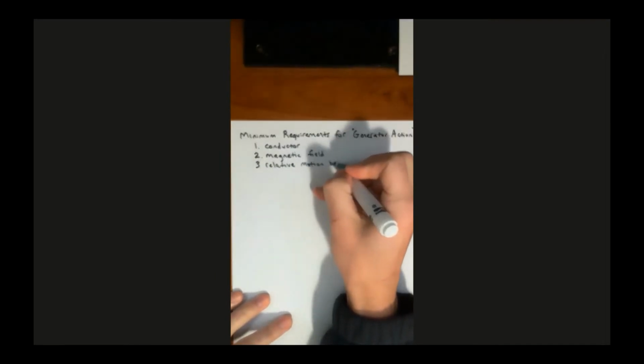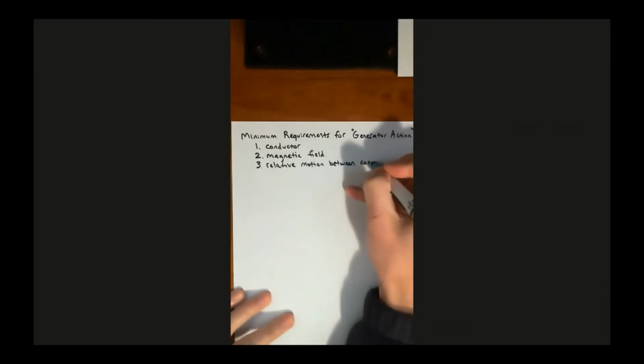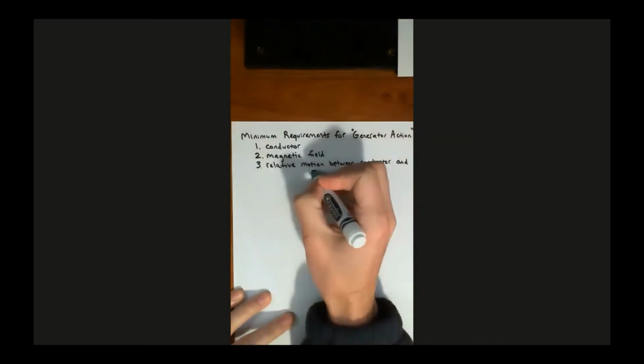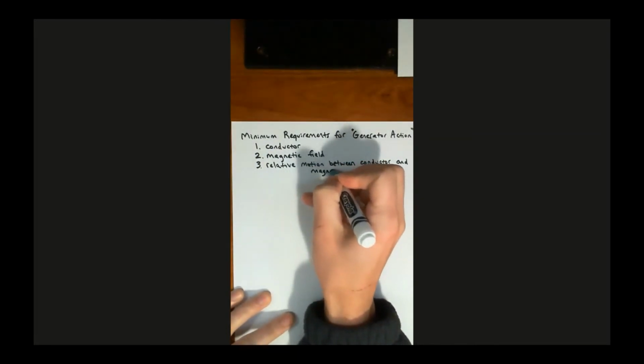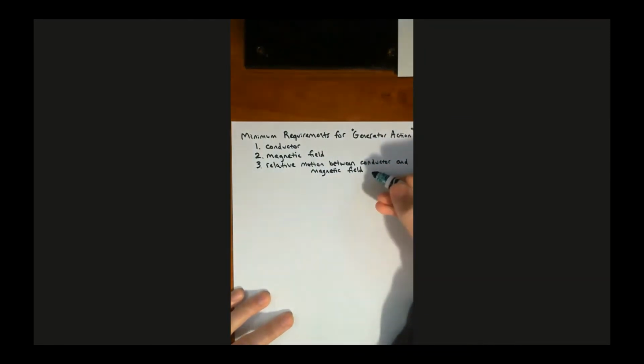So relative motion between the conductor and the magnetic field. And if we have these three ingredients, it doesn't really matter what the conductor is or what the magnetic field is or how I'm getting the relative motion, but anytime I have these three ingredients, I will induce a voltage in that conductor, and we call that generator action.